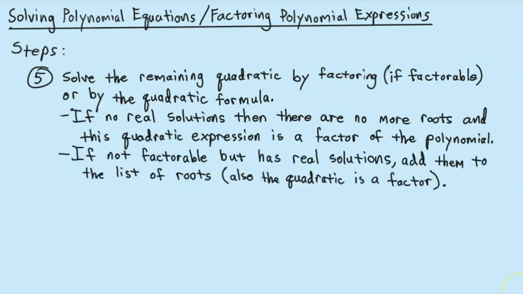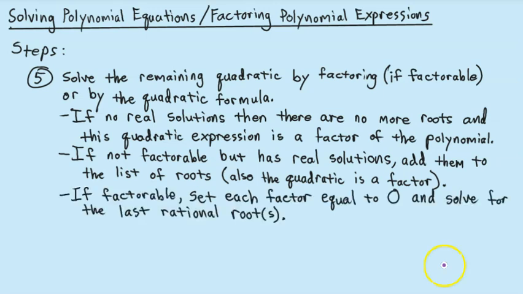Now the second possibility, if it's not factorable, is that it has real solutions, but they're irrational. So they're not rational roots. They're irrational roots, and there will be 2 of them. If you do the quadratic formula and you wind up with real solutions and they're irrational, then just add them to the list of roots. But you're not going to have 2 new factors. You're just going to use the quadratic that you started with as the factor, just like you did in this possibility up here. Okay, and I'll show you an example of that.